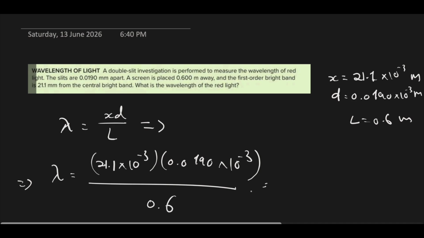So it's going to be quite a normal number. It's not going to be too big or small. So 21.1 times 10 to the power of negative 3 times 0.019 times 10 to the power of negative 3, and then that's divided by 0.6. The answer is actually a very, very small number: 6.68 times 10 to the power of negative 7. So this is the wavelength in meters.